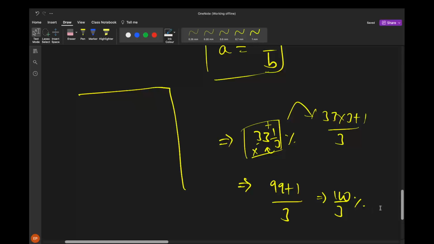100/3% means basically we will just remove the percent, and 100/3 into 1/100, because percent means 1/100, right? The 100 cancels, which means 1/3. Like this it comes. Just convert to an improper fraction and solve it.